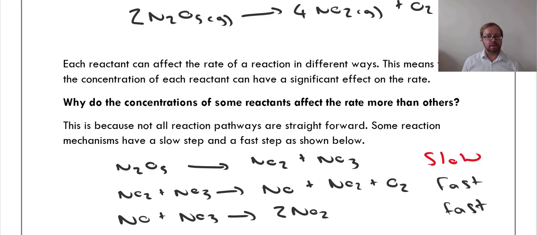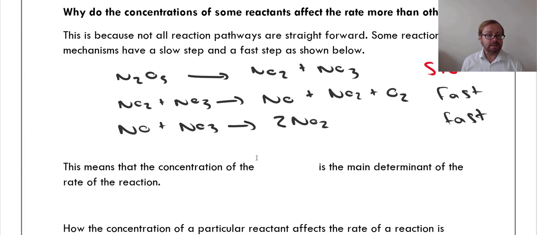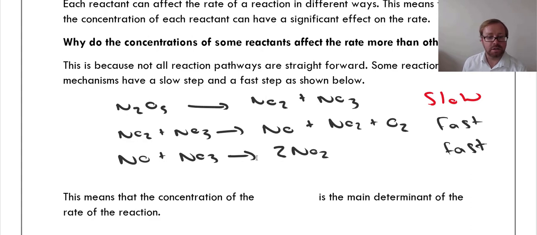And these different reactions happen at a different speed. It is the first reaction here which is the slow reaction. So this means that the concentration of the N2O5 is the main determinant of the rate of the reaction. It doesn't really matter about these two reactions here because they're fast. We only have to look at the slowest reaction, and that will tell us the rate determining step.